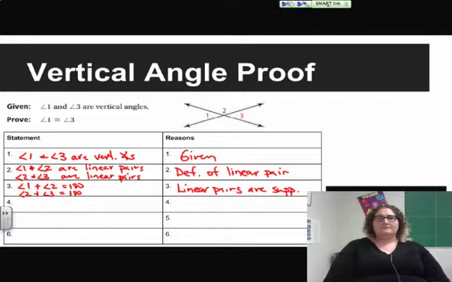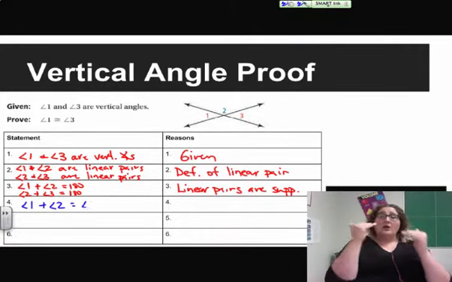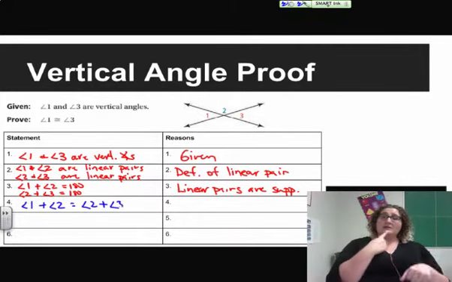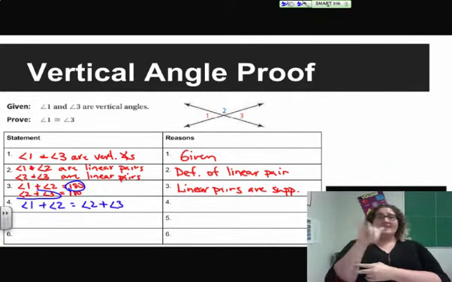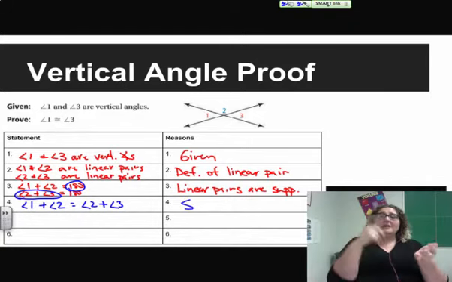Okay, now that we know that they equal the same thing, I can say that angle 1 plus angle 2 is equal to angle 2 plus angle 3. And that's by substitution because I'm replacing the 180 here with this part right here. So by substitution.